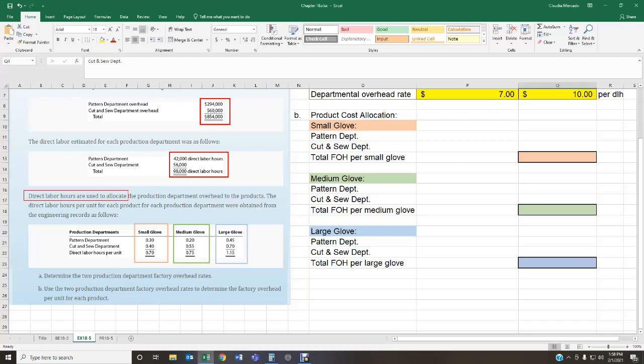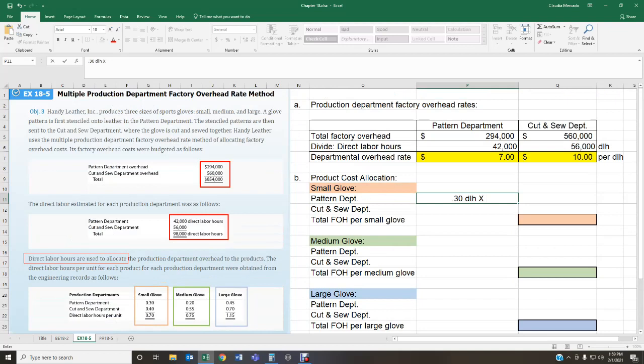So let's start with the small glove, I'm sorry. We're going to obtain the small glove information down here, the one in peach color. It takes us 0.30 hours in the pattern department and 0.40 hours in the cut and sew department. First, the pattern department: that's 0.30 direct labor hours, and I'm going to multiply by my pattern department rate of $7.